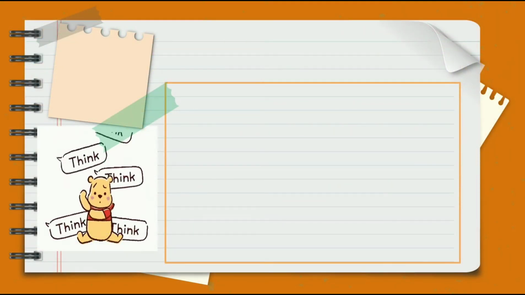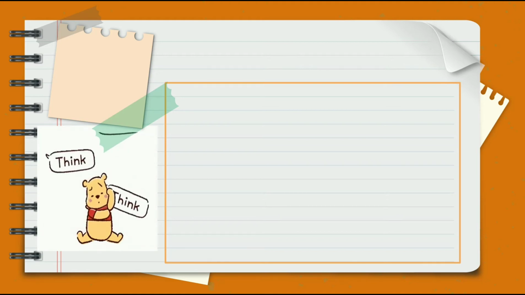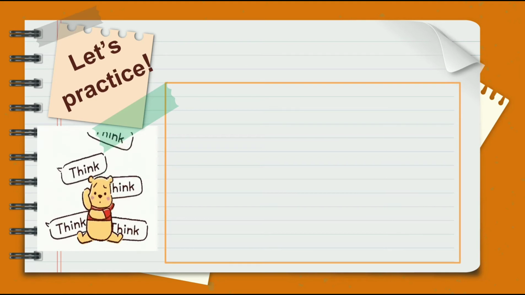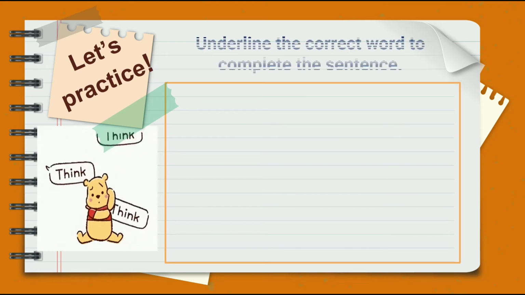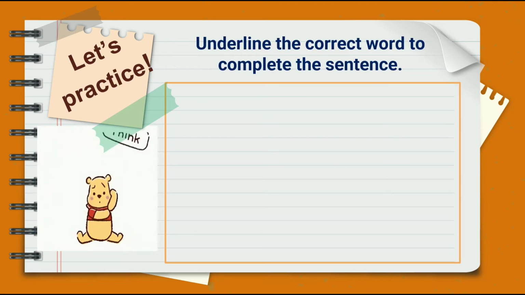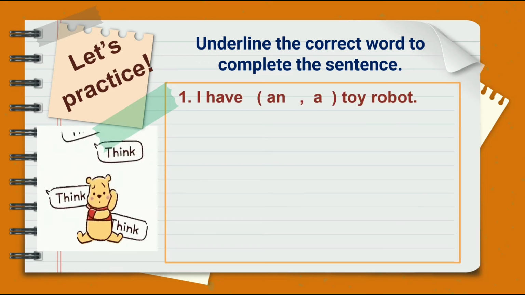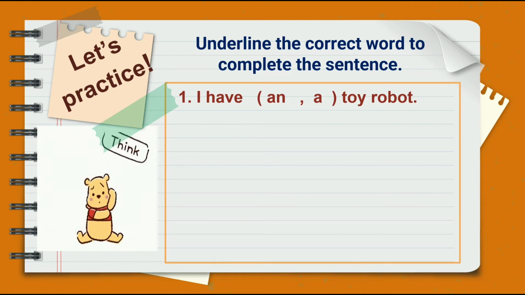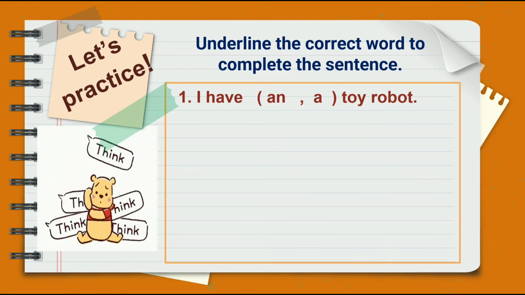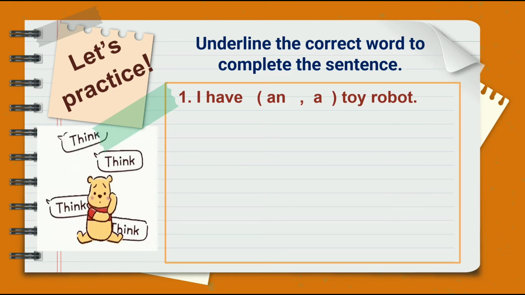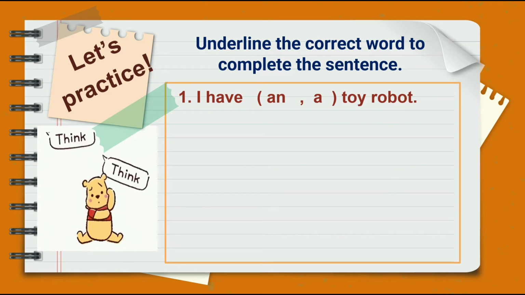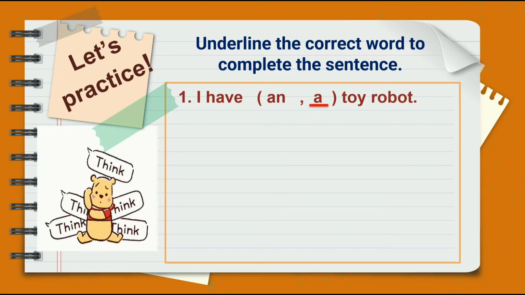Alright, kids, now that we have learned how to use the articles a or an, let us now practice. For this activity, let us choose the correct word or article to complete the sentence. Number 1. I have blank toy robot. Which of these articles are we going to choose? If your answer is A, then you are correct.